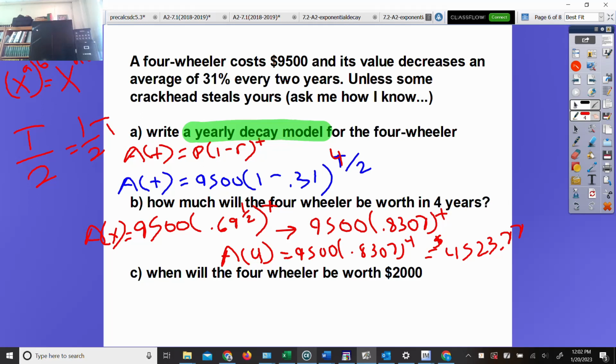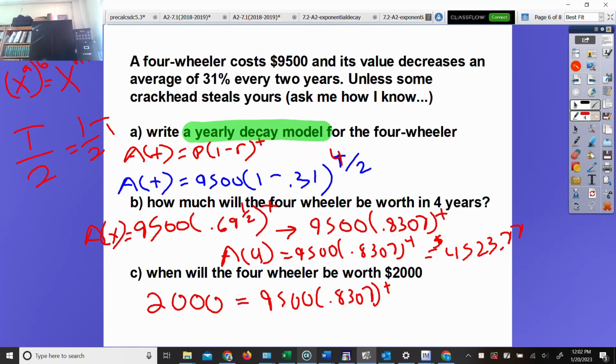Part C, when is this thing worth $2,000? Where are you going to throw $2,000? Base of T. Don't be the kid who puts it in for time. I have never measured time in money. And here's one of those things you should definitely play along with if you don't know how to use a calculator. So they should definitely be on for sure.